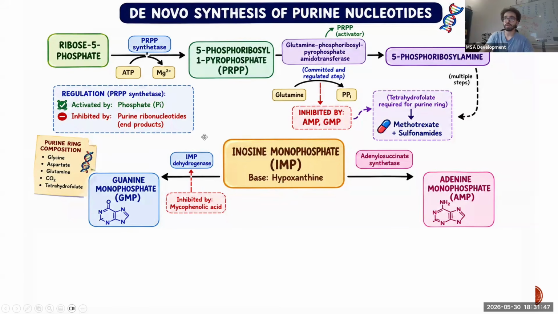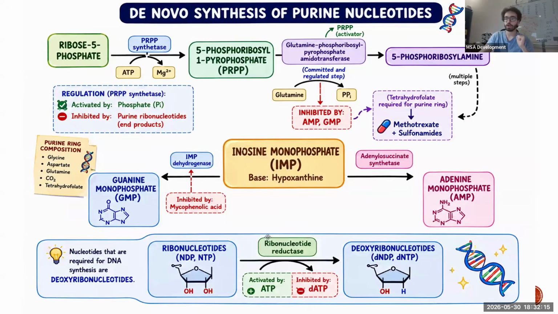The most important enzyme is IMP dehydrogenase. IMP dehydrogenase converts IMP into GMP, and AMP as well, by the way. Something I want you to know: mycophenolic acid. This is an acid that inhibits IMP dehydrogenase. What will this lead to? We won't get GMP and AMP. Just keep this in mind.